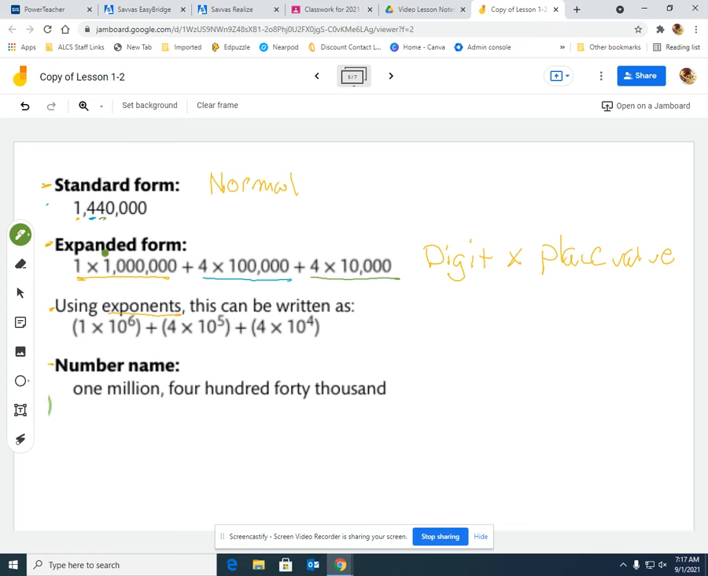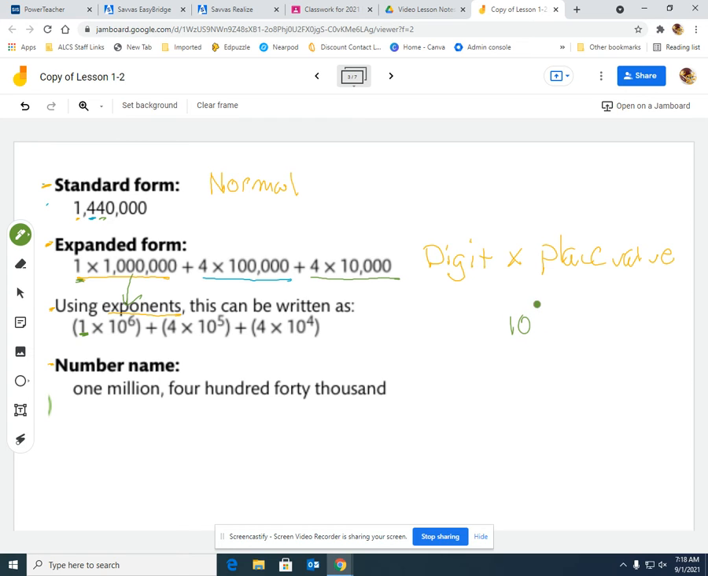This expanded form is a little bit different than what you guys are used to in 4th grade, but this is what the expectation is this year. We want to make sure we remember digit times place value. And then we can convert these to using exponents. So again, I just say 1, my digit, times the place value in exponent form. 10 to the 6th power is 1 million. This is where having that place value chart is going to be really helpful. You probably want to flip back into lesson 1-1.